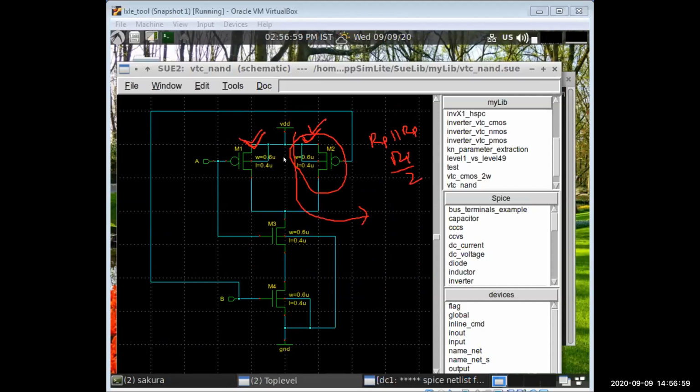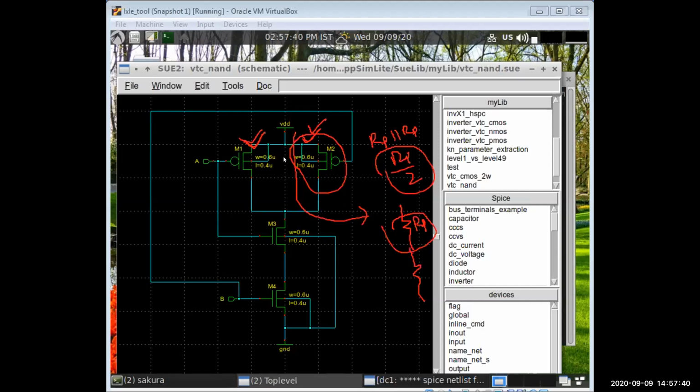Yes, sir. But in your inverter, it is Rp only. In the inverter case, for PMOS the resistance is Rp only. But here the best case is Rp by 2. But in design we will not take the best case. We always take the worst case. Because if you design for the worst case, it will run in any condition. It's an analogy. If you prepare for the worst, then you will survive anywhere, or not? Yes, sir. So in design also it is the same thing. If you prepare your circuit for the worst case condition, then it can work in any condition.